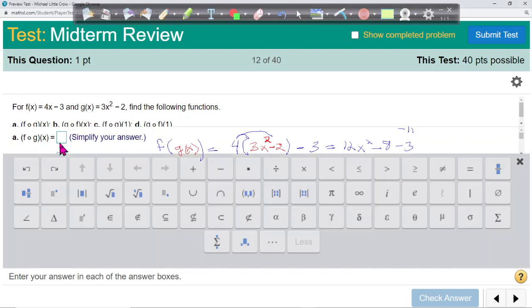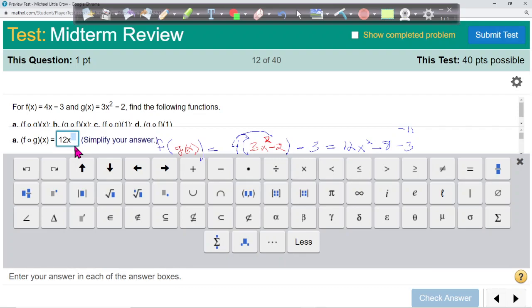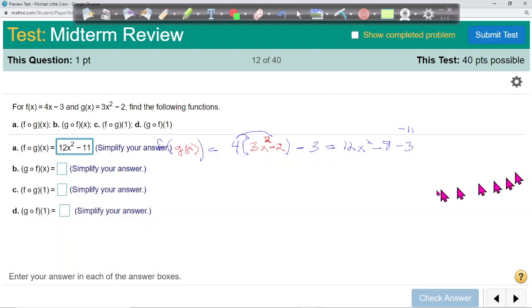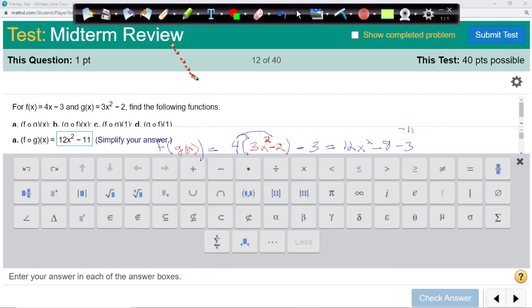So our final answer, we put in 12x squared, little caret thing, and then you arrow to get down, and then we just do minus 11. Now this will actually maybe make our calculation easier when we go to plug in the values, but anyway, that's it. Now, G composite F, so the B part, we're going to switch gears here a little bit.